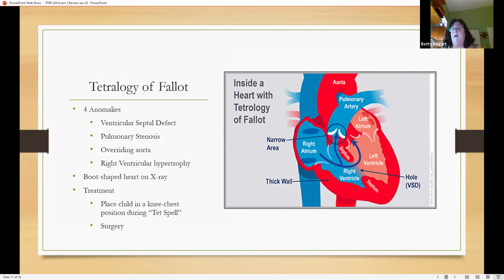Tetralogy is your tet spell. This is the one that we call the blue baby, right? All of a sudden they turn blue. I've seen O2 sats go from 100 to 10, like in minutes. And this is the knee chest. We squat when we're older. So that's what you need to know. Most common of all cyanotic diseases.